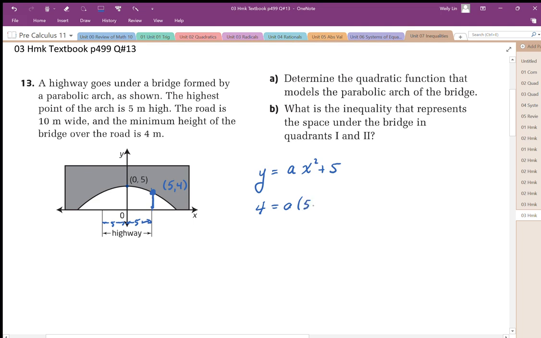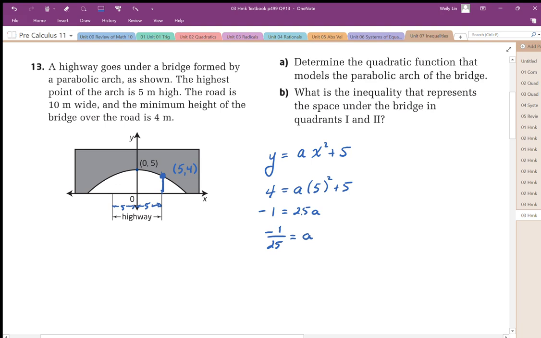So we plug in x is 5. We end up with -1 is equal to 25a, and so we end up with an a value of -1/25. So then the equation of the parabolic arch is going to be y is equal to -1/25, and that's the same as -0.04, x squared plus 5.